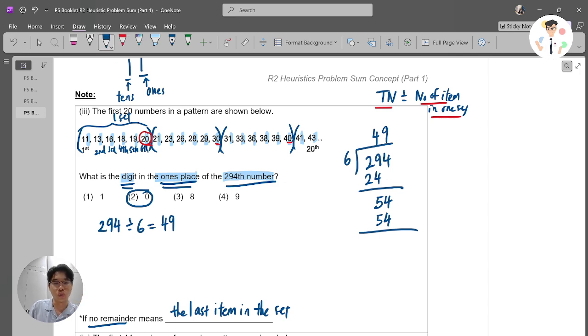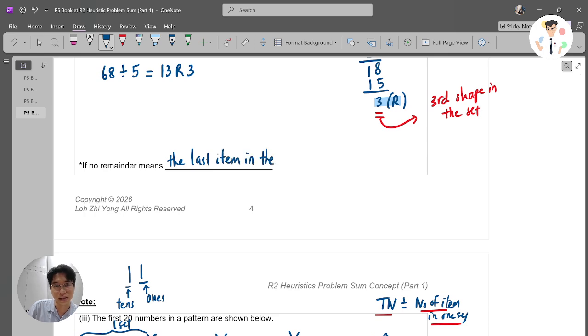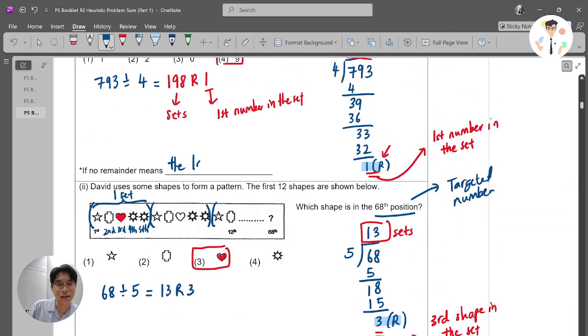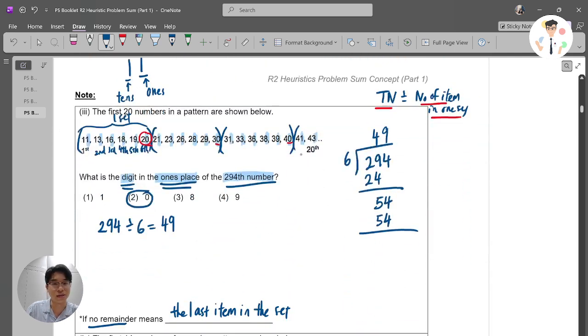Now, with that, I want you to write in every single thing here. If no remainder, it means the last item in the set. This is extremely important. Okay?